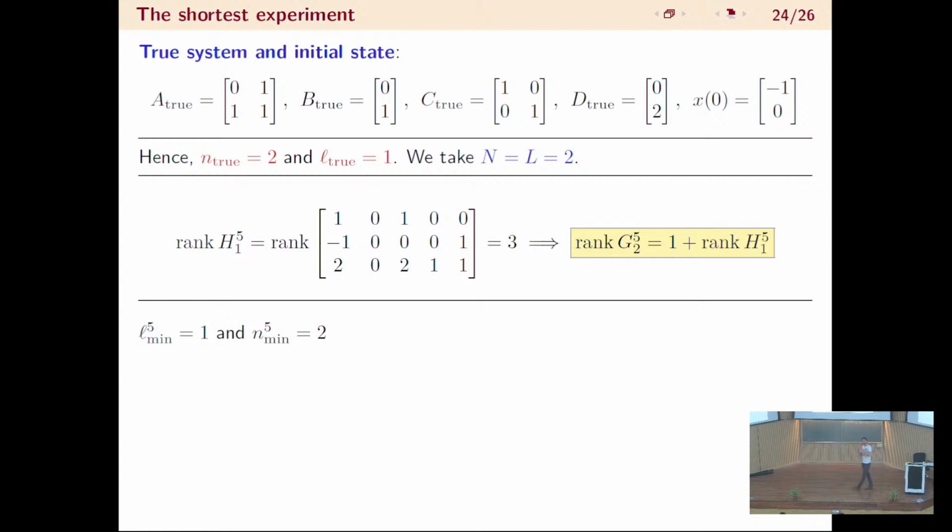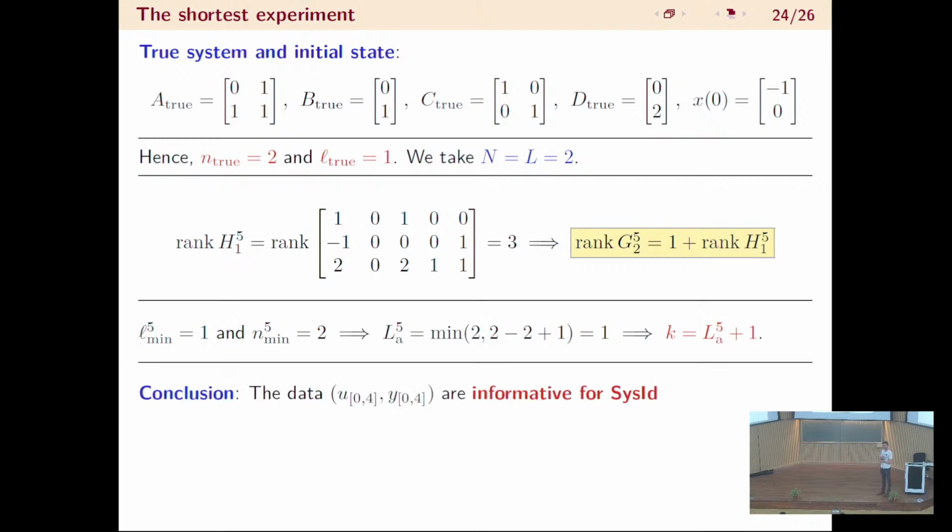And then we have to check the stopping criterion again. So L min in this case is 1, N min is 2. That means that the actual upper bound on my lag is the minimum of these two numbers. It's equal to 1, which means that at this point, my stopping criterion kicks in. Because indeed, since K was equal to 2, this is equal to the right-hand side. Then our algorithm stops, and I know that my data are informative for system identification.